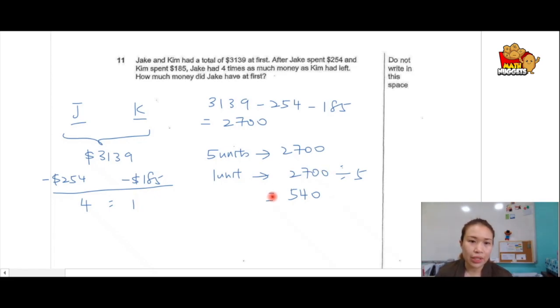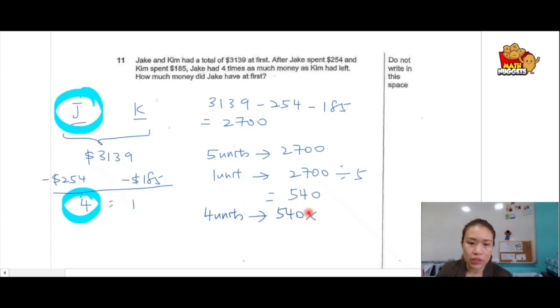So how much did Jake have at first? We're looking for Jake. In order to find Jake at first, we find Jake in the end. Jake had 4 units in the end. So 540 times 4.